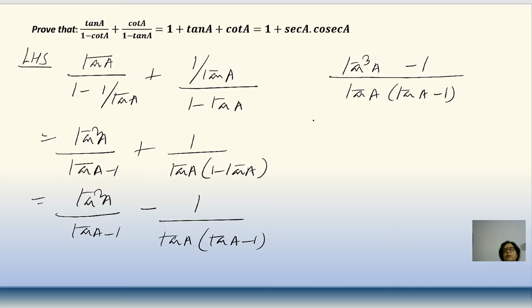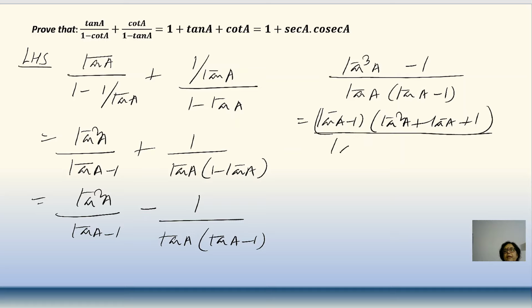Now expand this using a cube minus b cube. So we get tan a minus 1 into tan squared a plus tan a plus 1 divided by tan a into tan a minus 1. So this and this term get cancelled. Now divide each of these terms by tan a. So we are left with tan a plus 1 plus cot a. Now this is the middle one.